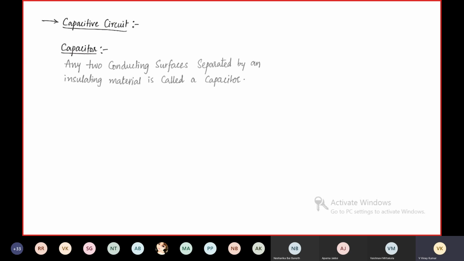Today we are going to discuss the step response of an RC circuit. Before we discuss the step response of an RC circuit, let us go to the capacitor circuit. Coming to the capacitor circuit, what is meant by a capacitor?